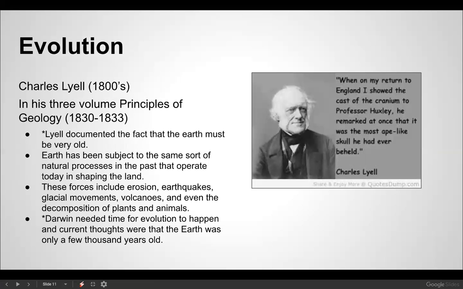Charles Lyell, in the 1800s, in his three-volume Principles of Geology, documented the fact that the Earth must be very old. You need a lot of time for evolution to take place. So the older it was, the more evolution that could potentially happen, and the more evidence Darwin would have for his theory. Earth has been subject to the same sort of natural processes in the past that operate today in shaping the land. These forces include erosion, earthquakes, glacial movement, volcanoes, and even the decomposition of plants and animals. Darwin needed time for evolution to happen, and current thoughts were that the Earth was only a few thousand years old.